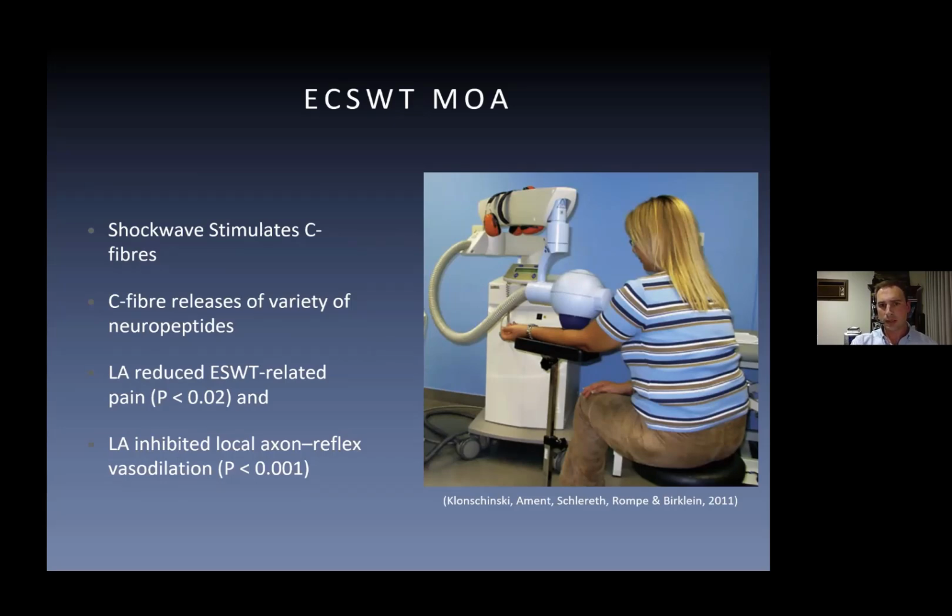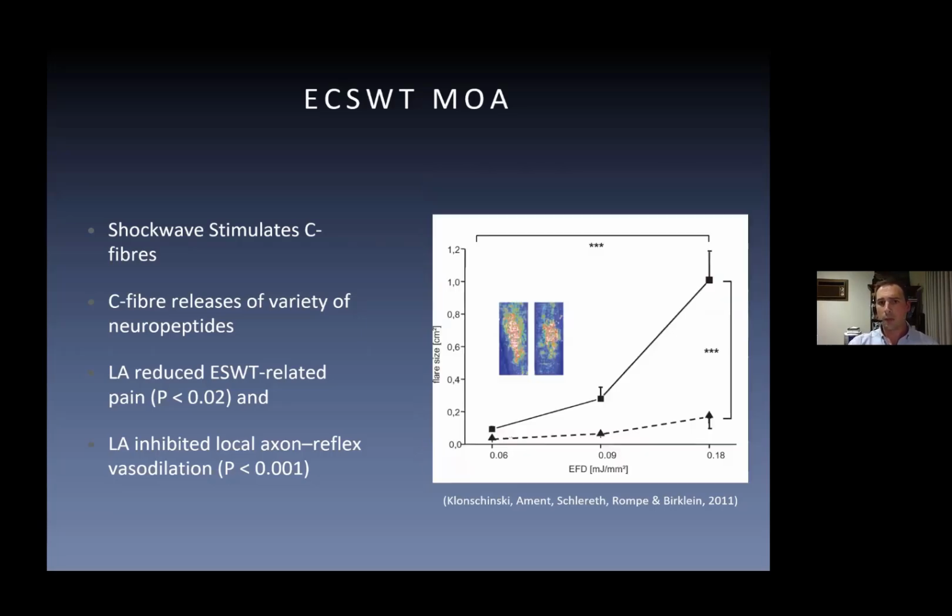The same author went back to try and work out what was going on there. They used people's forearms, and on one arm they would shockwave with no local anesthetic, and on the other arm they would shockwave with local anesthetic. This is using a sophisticated technology to measure blood flow. You can see that you didn't get the same flare in terms of increase in blood flow, which also flows onto metabolic activity. So when you blocked the release of those neuropeptides, it also dampened the response of shockwave.